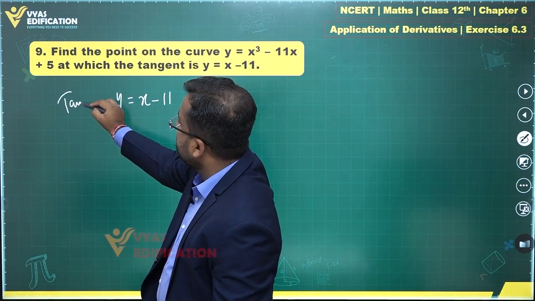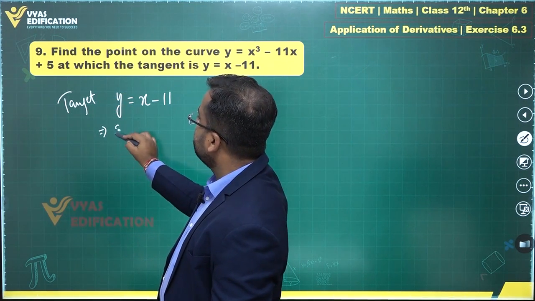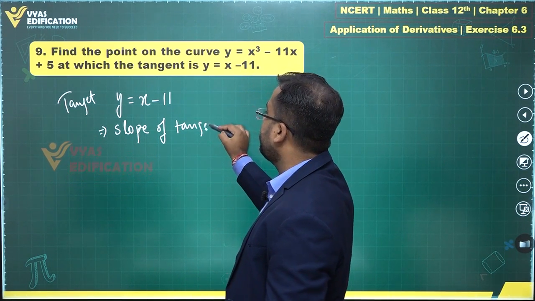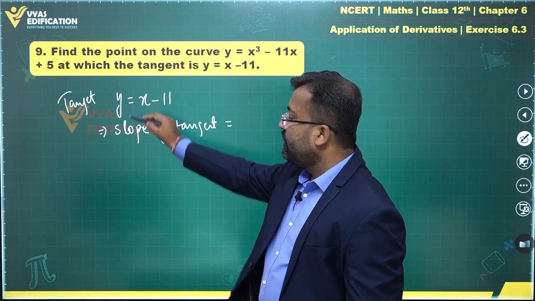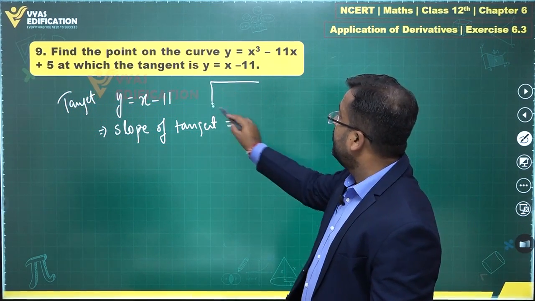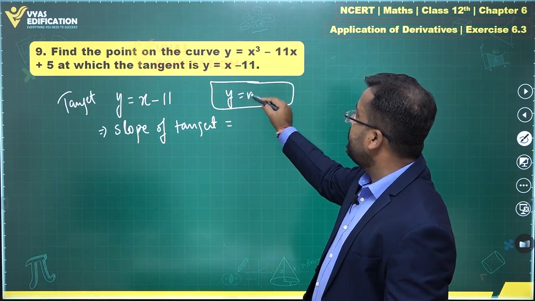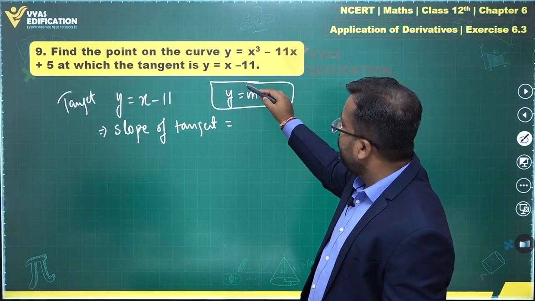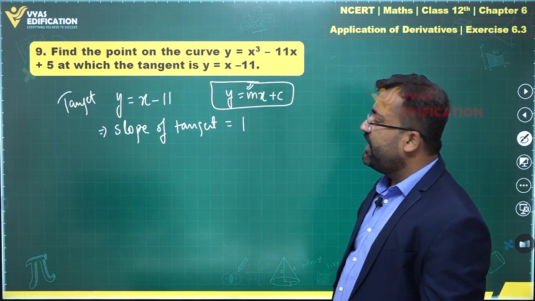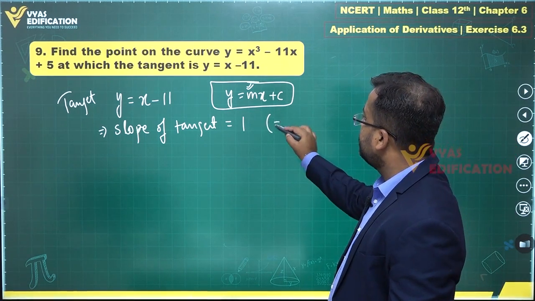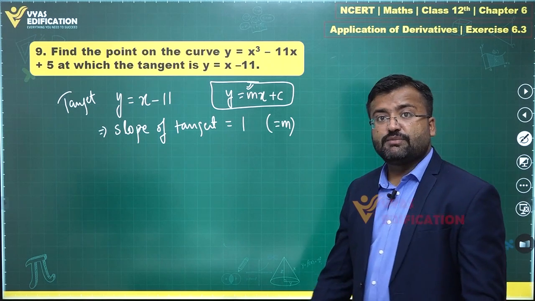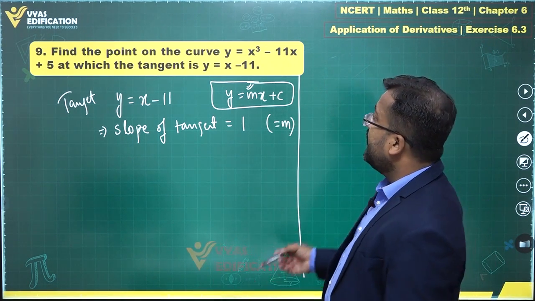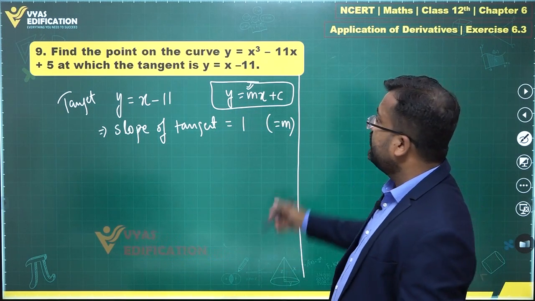So y equals x minus 11 is the tangent. On the basis of this, you can easily note the slope of the tangent. Comparing with the form y equals mx plus c, this is similar, so the slope m over here is simply 1. As per the formula, this is the slope of the tangent. We are given the slope of the tangent, and we can easily find the point with the help of the curve.